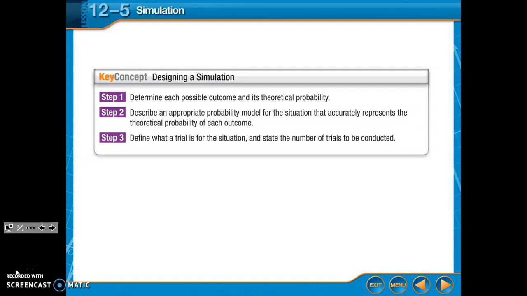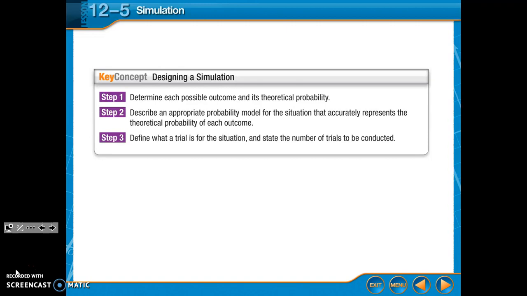Okay, so the next thing we want to do is design a simulation. A simulation is a way to come up with the data for calculating experimental probability. There are some things we want to include in this. The first thing is determine each possible outcome and its theoretical probability. So think about what the probability would theoretically be. Step 2 is describe an appropriate probability model for the situation that accurately represents the theoretical probability of each outcome. And then step 3 is define what a trial for the situation is and state the number of trials to be conducted.